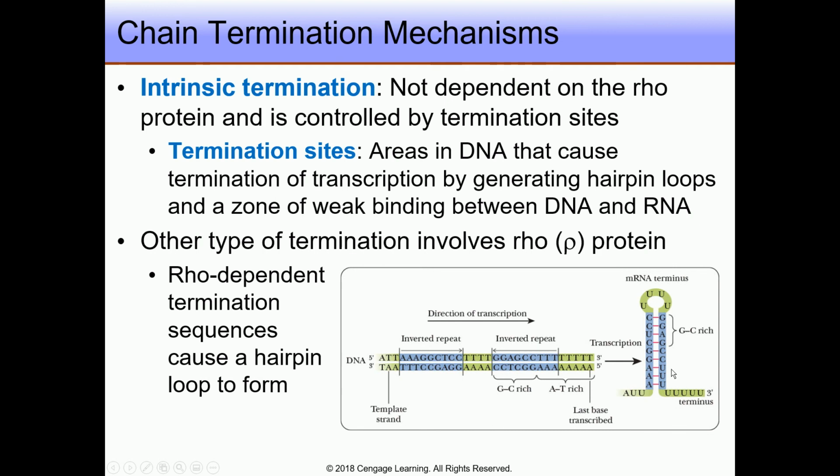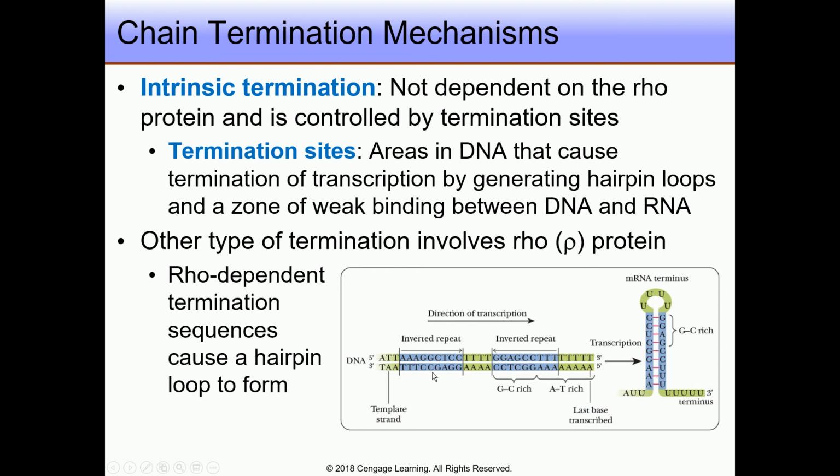So these are looped regions, we call them hairpin loops, and because of the presence of this looping, which is taking place between the ribonucleotides in the RNA strand, that results in the weak binding between DNA and RNA, and that results in the termination of this process. So this is intrinsic termination, which is because of some of the sequences which are present in the DNA.